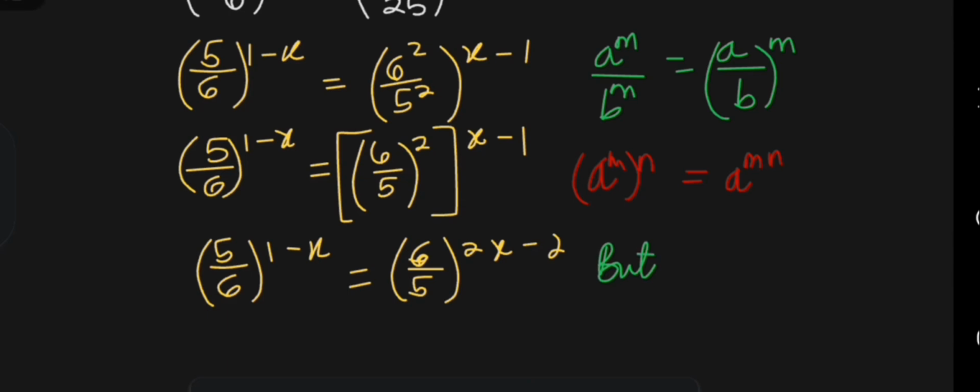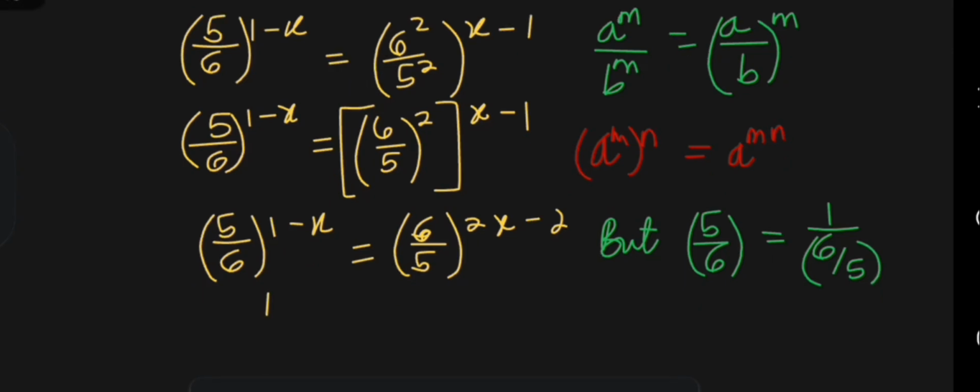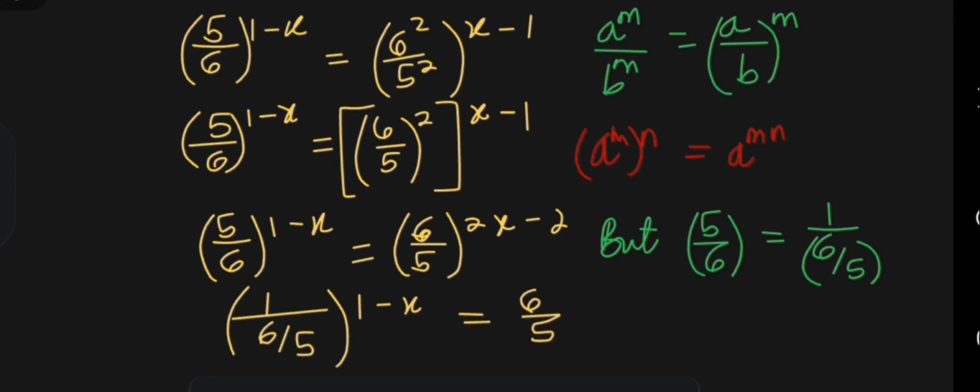But 5 over 6 can actually be expressed as the reciprocal of 6 over 5. Therefore, the left-hand side of the equation can be written as 1 over (6/5), that's the reciprocal of 6 over 5, to the power of 1 minus x, while the right-hand side is (6/5)^(2x-2) as it is.